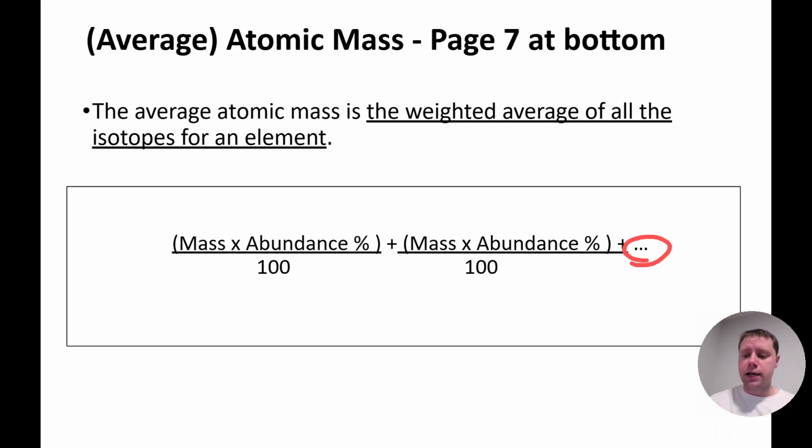So you can do this as many times as you need to. This part right here represents isotope number 1. This part here represents isotope number 2. Okay, if you add a third one and a fourth one, you could add other parts to it.